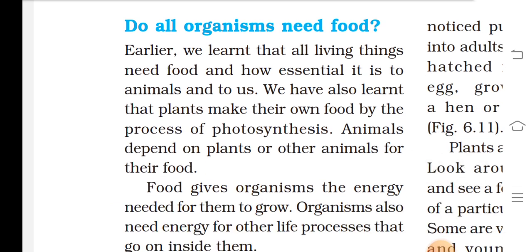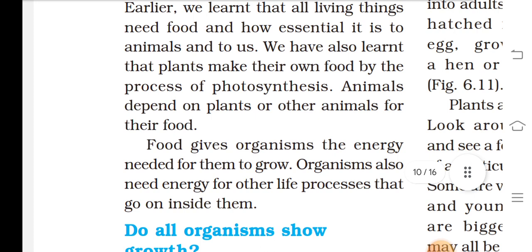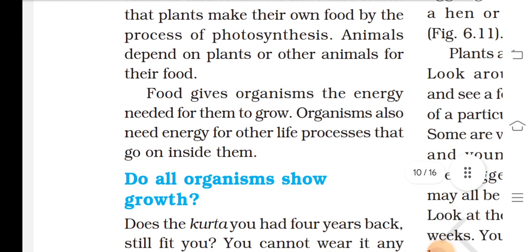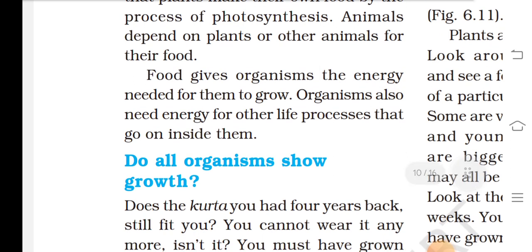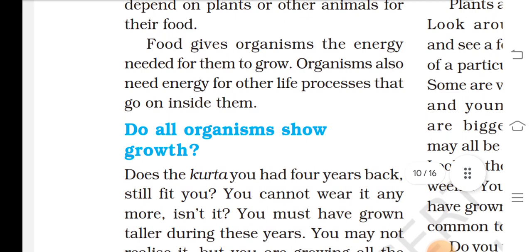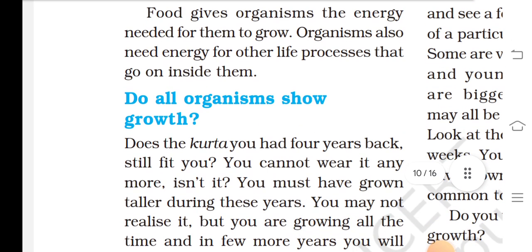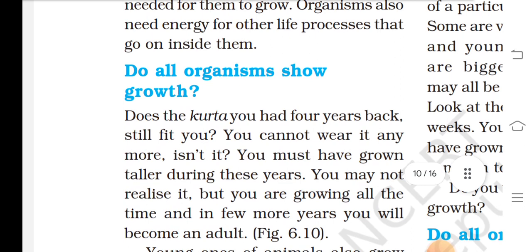Earlier we learned that all living things need food and how essential it is to animals and to us. We have also learned that plants make their own food by the process of photosynthesis. Animals depend on plants or other animals for their food. Food gives organisms the energy needed for them to grow. Organisms also need energy for other life processes that go on inside them.